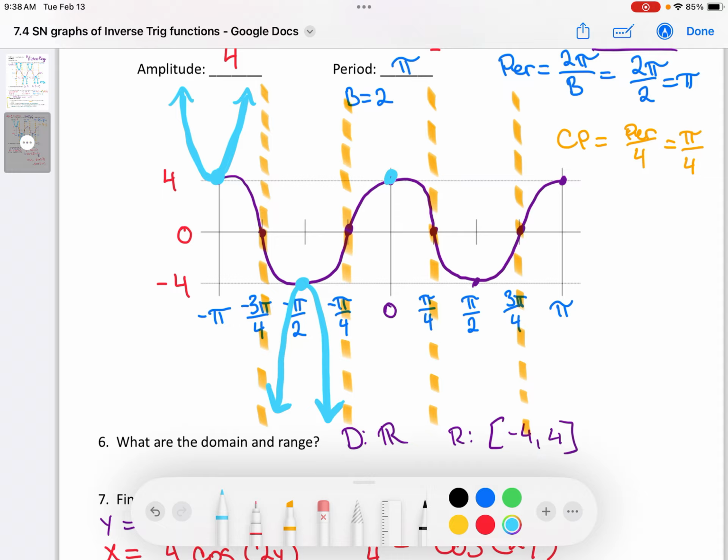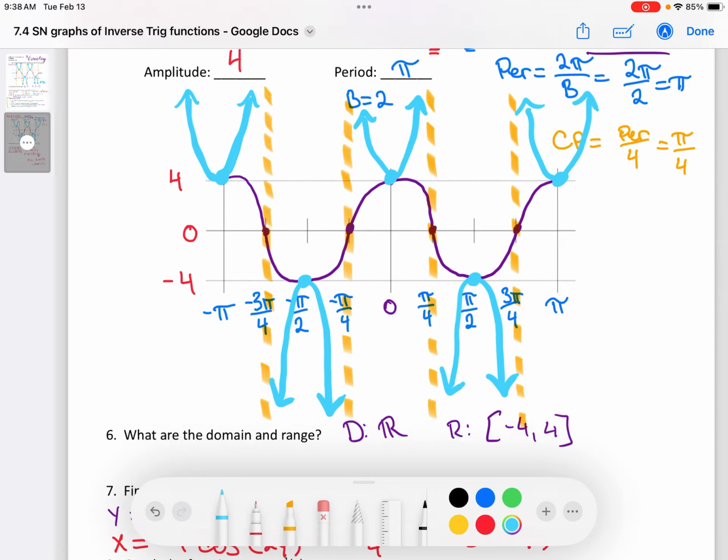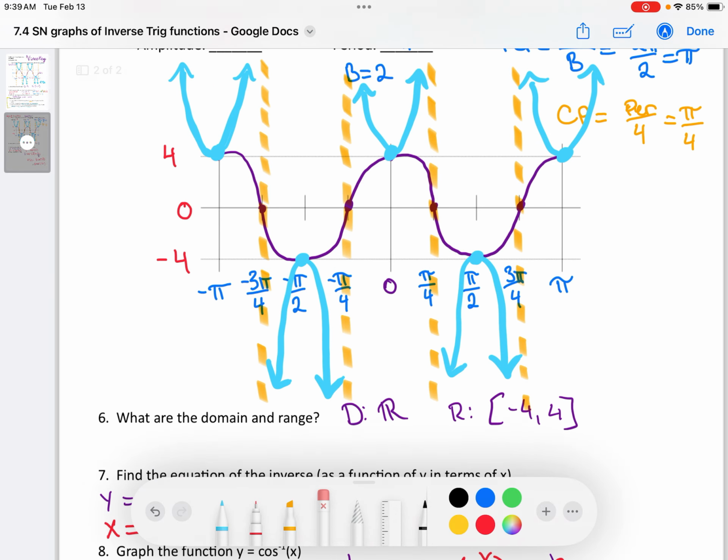At 0, comma 4. We go up from that peak. At pi over 2, we'll go down from this peak. And at pi, we go up from this peak, and it would go up on the other side. So here is your inverse function. And here's your inverse function with the regular function.